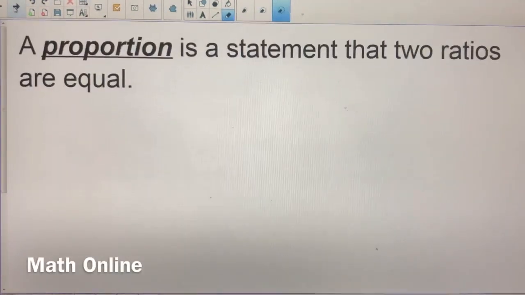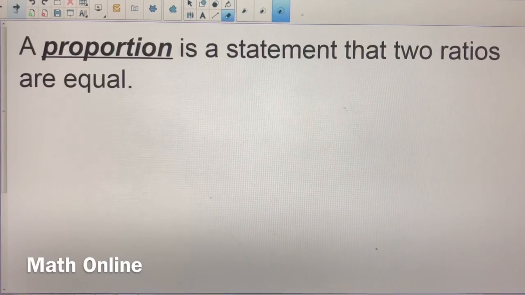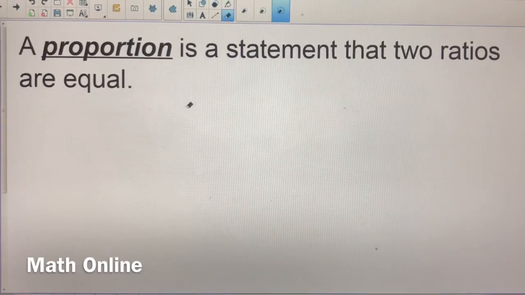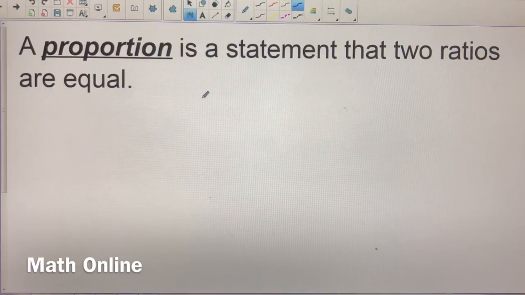So now let's define what a proportion is. A proportion is a statement that two ratios are equal. What does that mean to us? This is what it means. A proportion is literally just two fractions equal to each other. For instance, we can have, let's see if we can write in here. Hopefully it writes nice and neat, guys. It's not the best tool here. I'm using the mouse, but let's give it a shot.